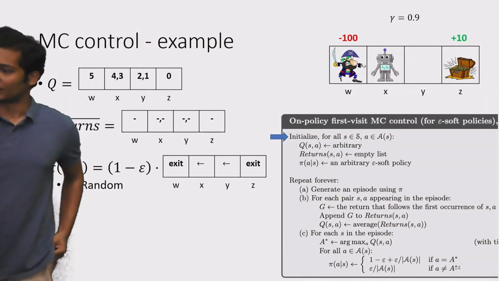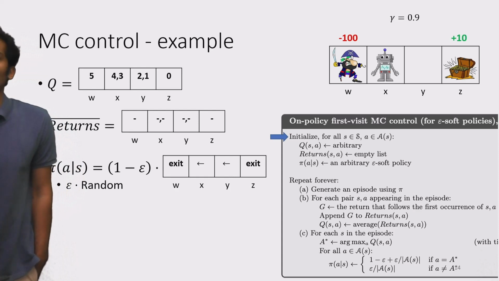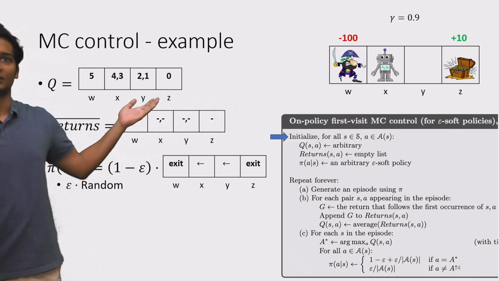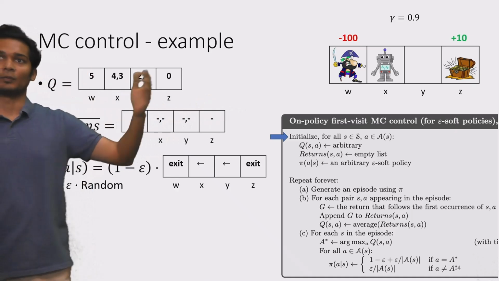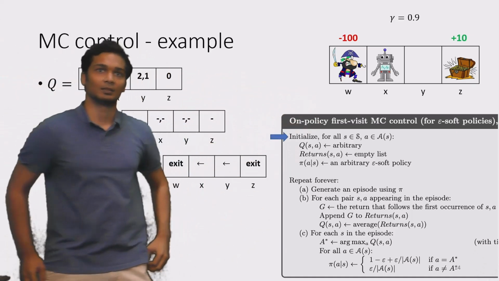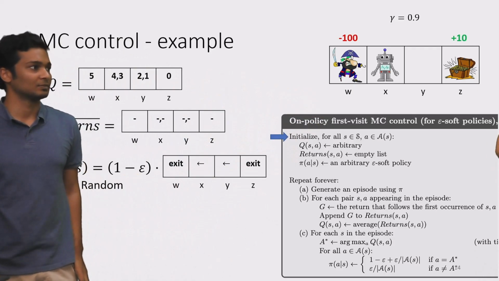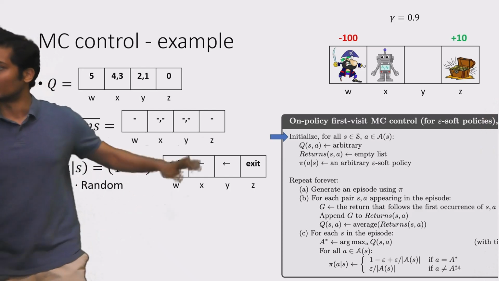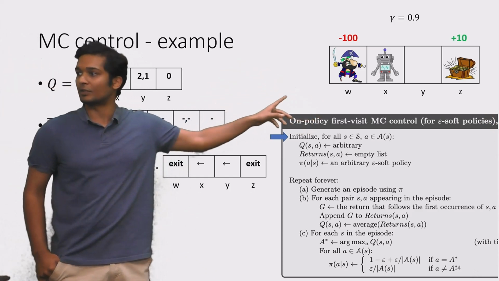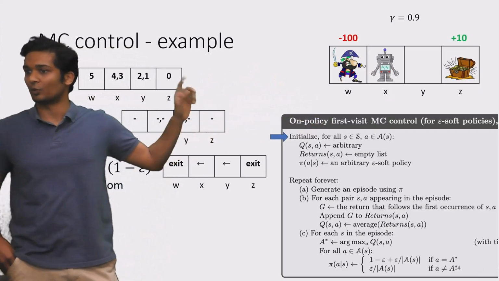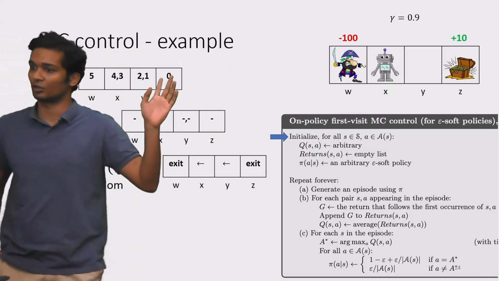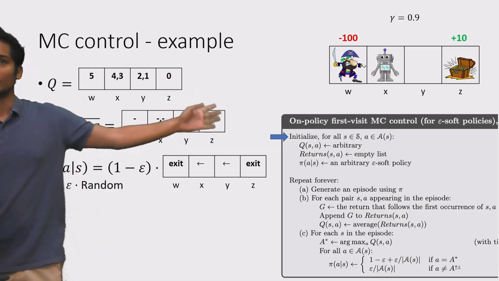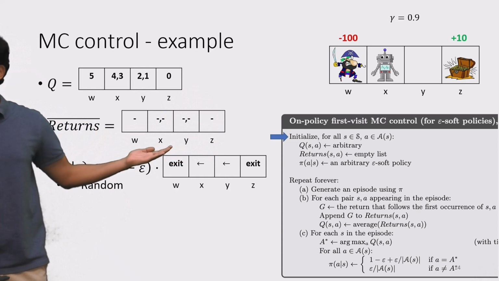So let's go over the algorithm. The first step, we have arbitrarily set Q values for each state and action pair. I just placed 0, 1, 2, 3, 4, but as I said previously, you can set any values there. For W, there's only one action. For X and Y, there are both east and west, so we have two values. And for state Z, again, just an exit action. And then we set the returns as an empty list for each state and action pair.